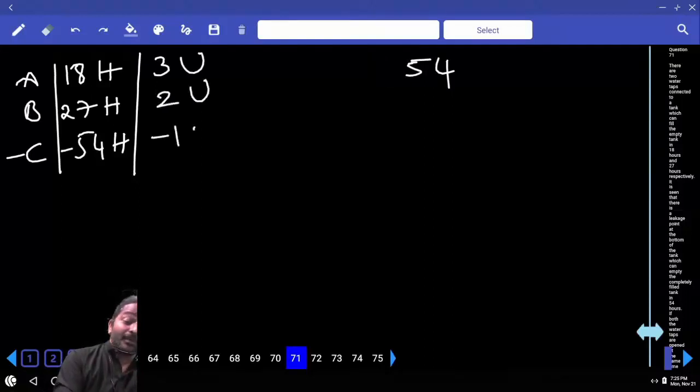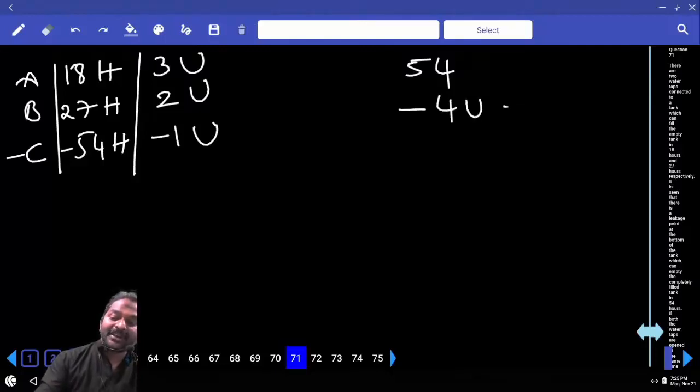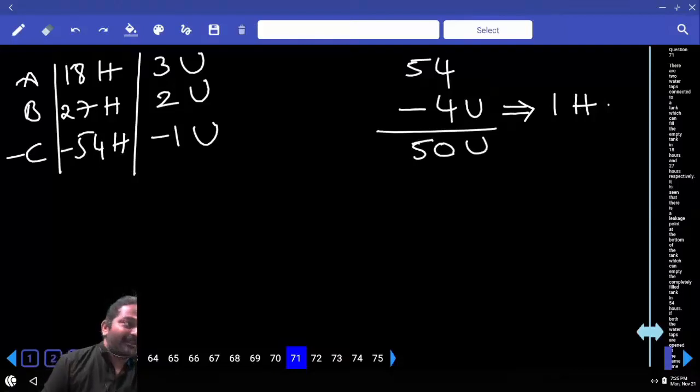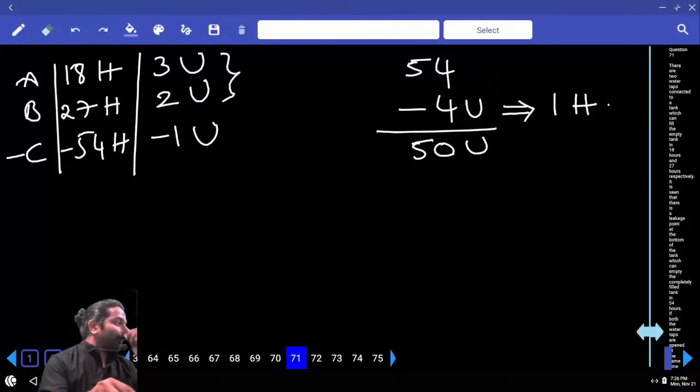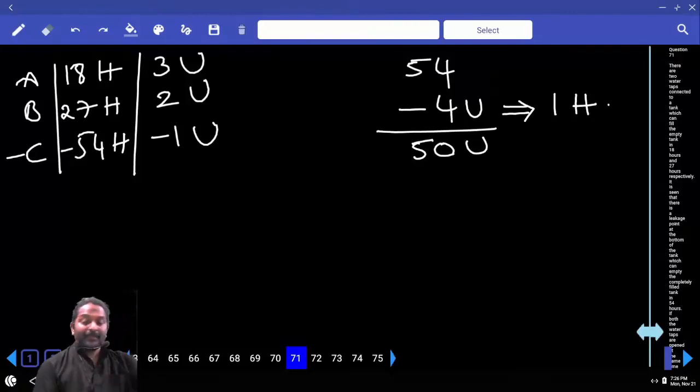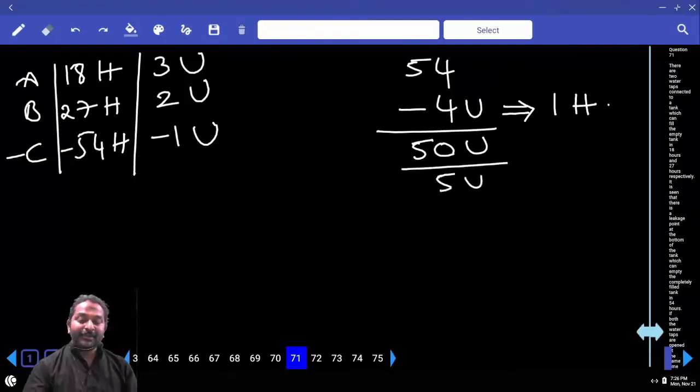C, which does negative work, right? First hour, all 3 taps are open. All 3 taps together will do 4 units. And for this, how much time? After 1 hour, what happened? 50 units we have, and the leak got repaired, and there is no more leakage, correct? And to fill these 50 units, only AB will work. AB together will do how many units? And to complete these 50 units at the rate of 5 units per hour, how many hours do they need? 10 hours.